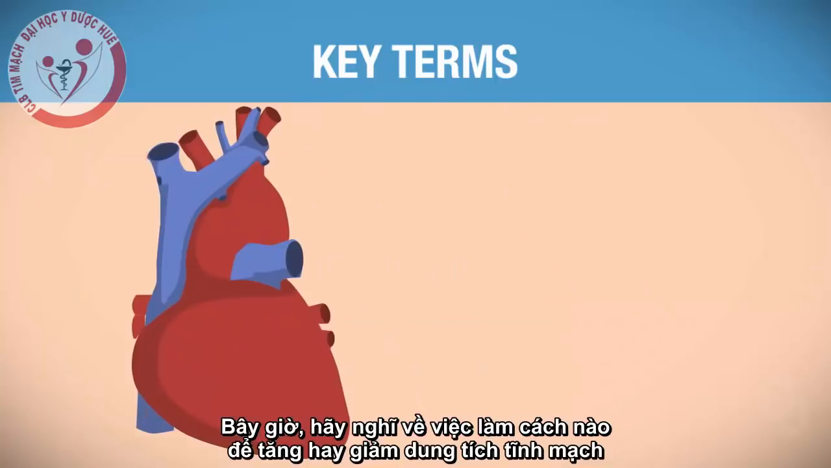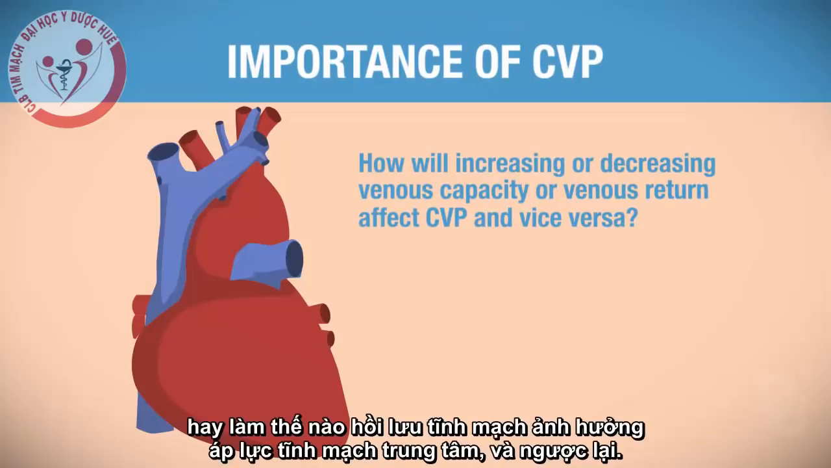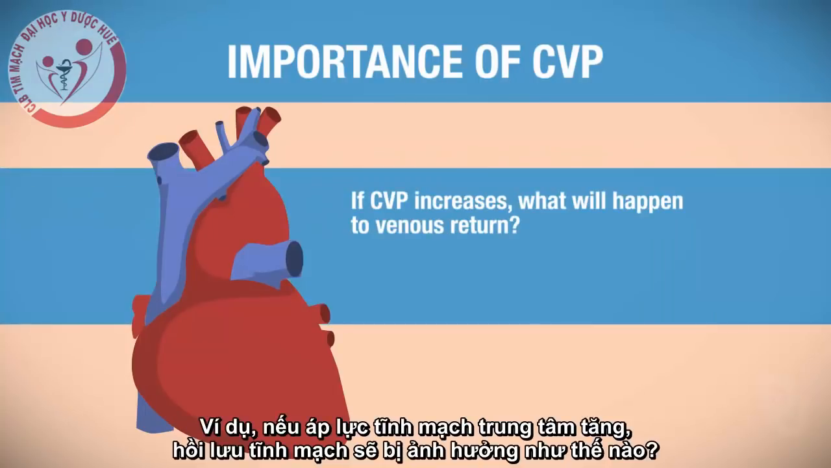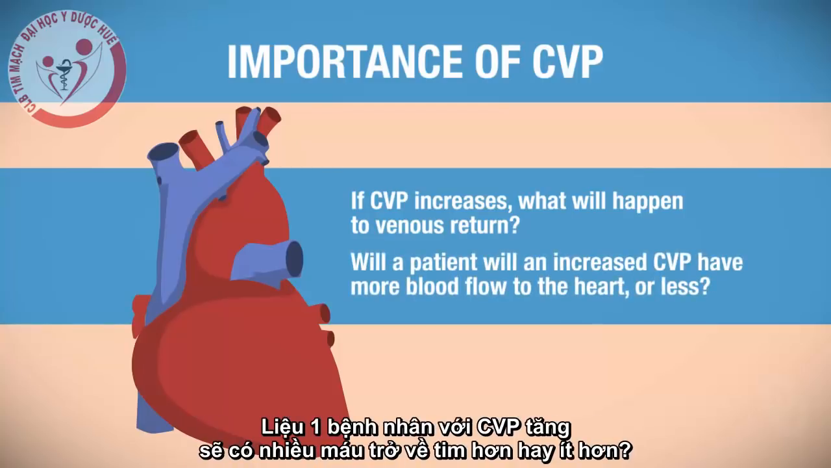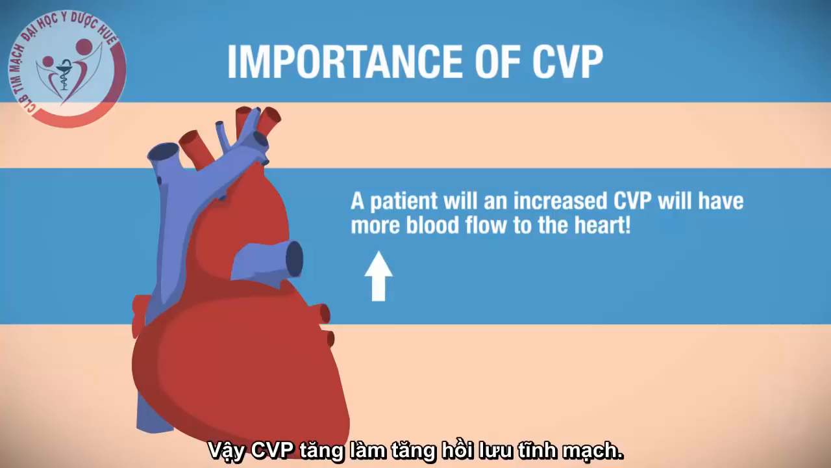All right, so let's start thinking about how increasing or decreasing venous capacity or venous return affects central venous pressure and vice versa. For example, if central venous pressure increases, what will happen to venous return? Will a patient with an increased central venous pressure have more blood flowing into the heart or less? More blood. You're correct. So increasing central venous pressure increases venous return.